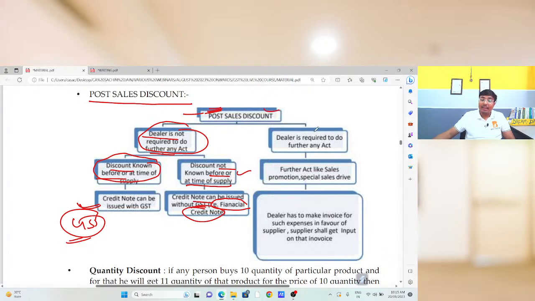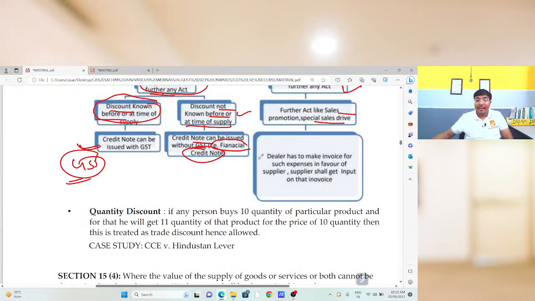Now, the second part of post sales discount is that when the dealer has to do certain act for taking that particular discount. If the dealer wants that particular discount, the dealer has to do certain activities. In that case, the dealer is required to do further act for getting that discount, like sales promotion, special sales drive. All this type of expenditure is done by that dealer for getting that discount. In that case, the dealer has to make an invoice for such expense in favor of the supplier, and the supplier shall get the input tax credit. No credit note, no debit note regarding discount is required, because there is a condition involved.